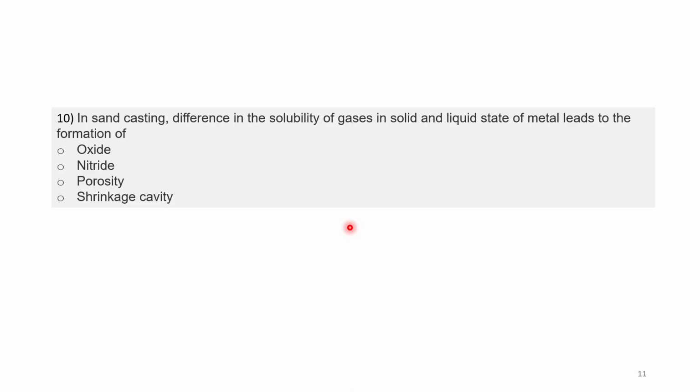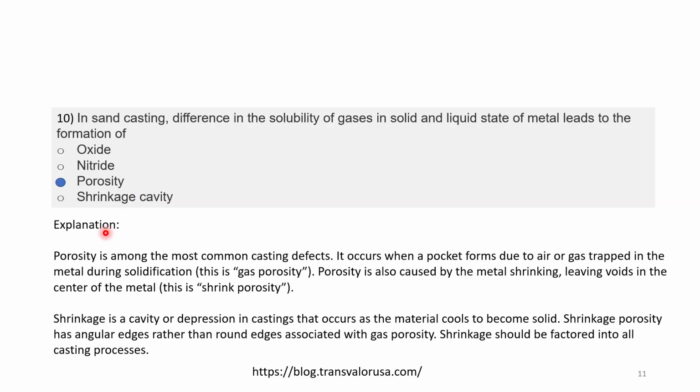Next question: in sand casting, difference in the solubility of gases in solid and liquid state of metal leads to the formation of, your options are oxide, nitride, porosity, or shrinkage cavity. Now the solubility of gas is always higher in the liquid state compared to solid. When the liquid suddenly solidifies, these gases get entrapped inside the solid. This entrapment causes formation of pores, so gas pores will be there. So porosity will be the correct answer.